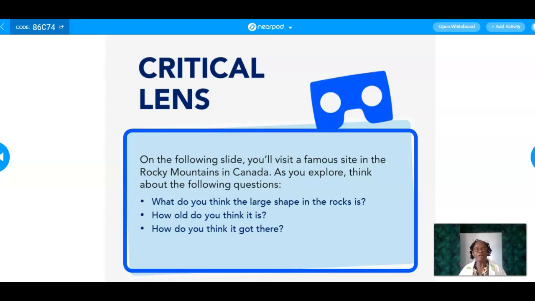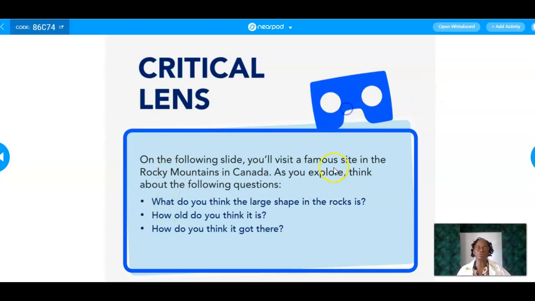Another thing about Nearpod that I like, or you can do this with anything actually, is the 3D lens, and we're going to actually do that now. You can give the students access to it, and once they have the code, they can actually do it themselves.